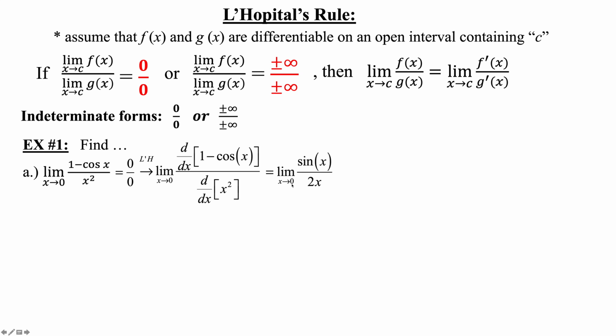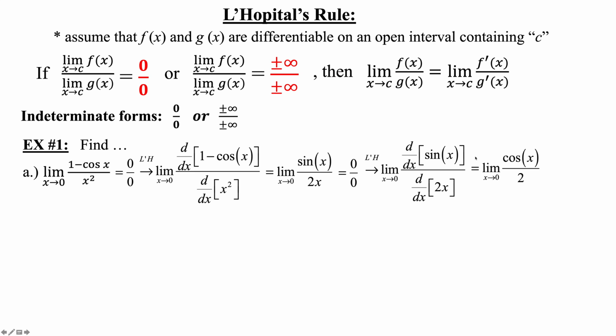Well, wait a minute. That's 0 on the bottom. Sine of 0 is 0. Still 0 over 0. That's another indeterminate form. Apply L'Hopital's rule again. So we take the derivative of the top. The derivative of sine of x is cosine of x. The derivative of the bottom is 2. Ooh, that's a good thing. There's no more x's here.